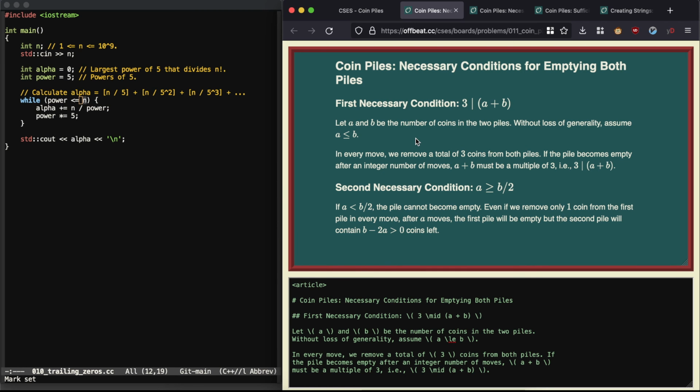So one of the two piles has a number that is less than or equal to the other number. We'll just call that number a. That's how we're starting the solution. Now if b is more than double a, again we'll not have a solution. And just take an example.